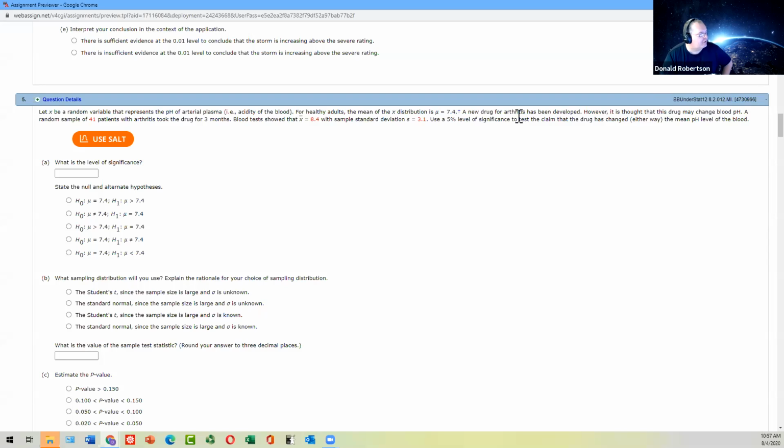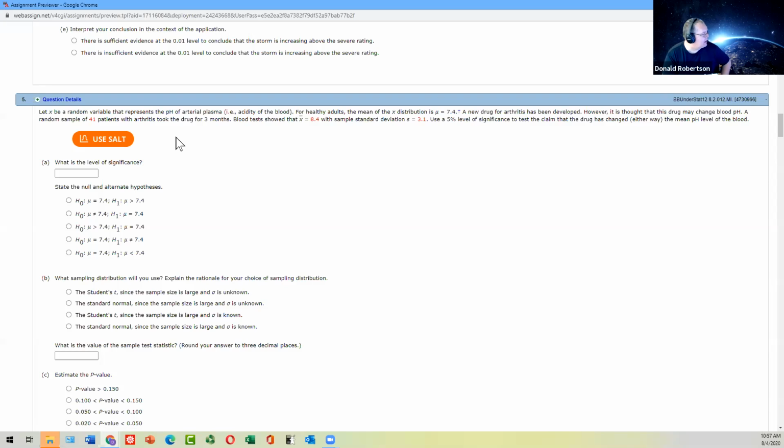A new drug for arthritis has been developed. Why? Has arthritis something to do with the pH? If you've got a high pH, do you get arthritis? I don't know. Anyway, keep going. A new drug for arthritis has been developed. However, it's a side effect that they're worried about. So this drug may change the pH.